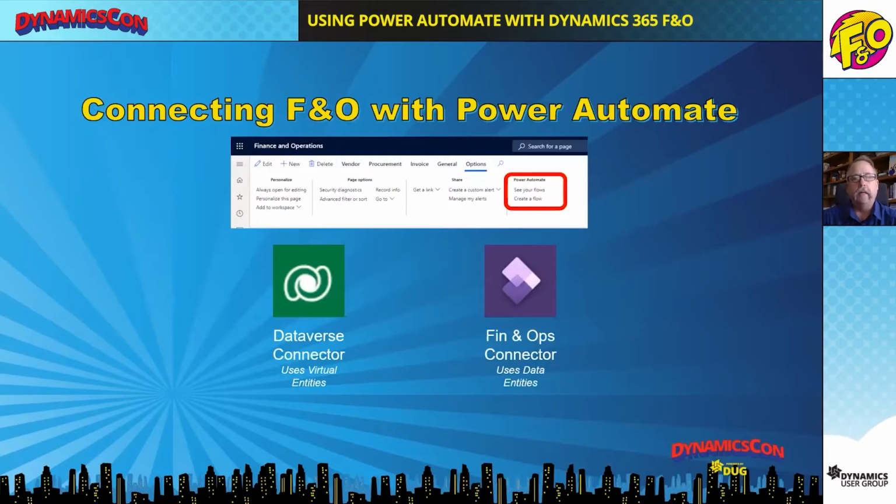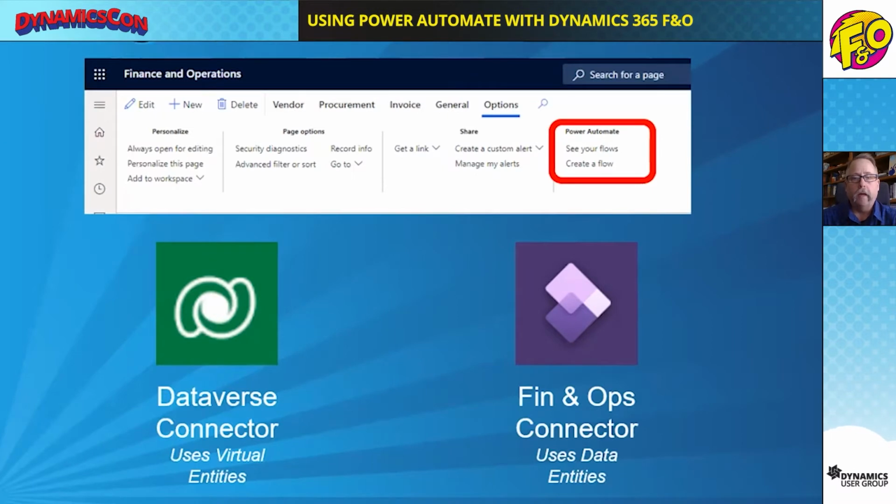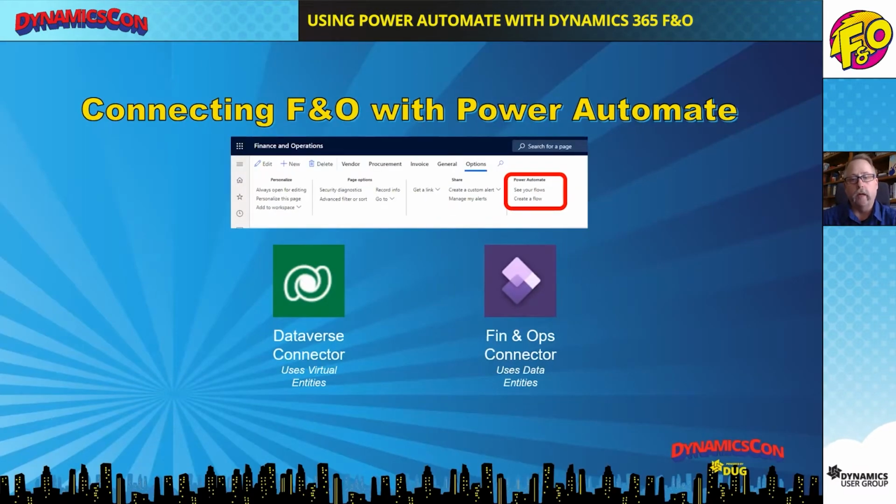So how do I get in and get started? Well, you probably noticed when you're working in Dynamics, if you're up on your ribbon bar, you may see Power Automate, and you'll see it talks about see your flows or create a flow. So that's what we're going to do today, is we're going to create some flows using Power Automate.